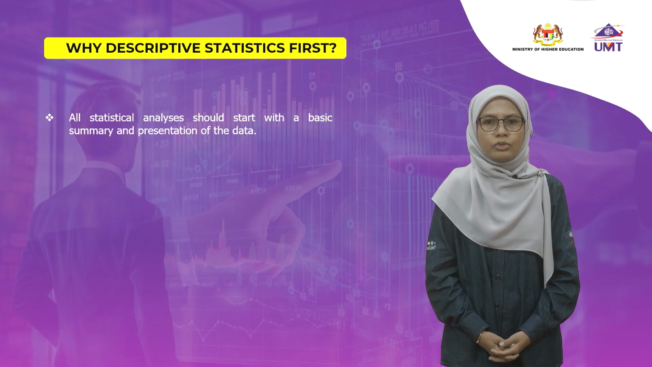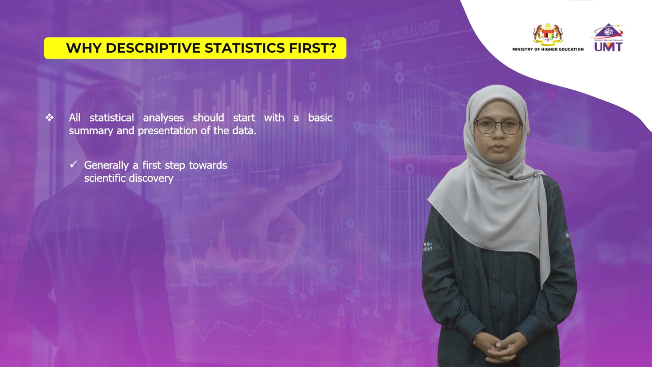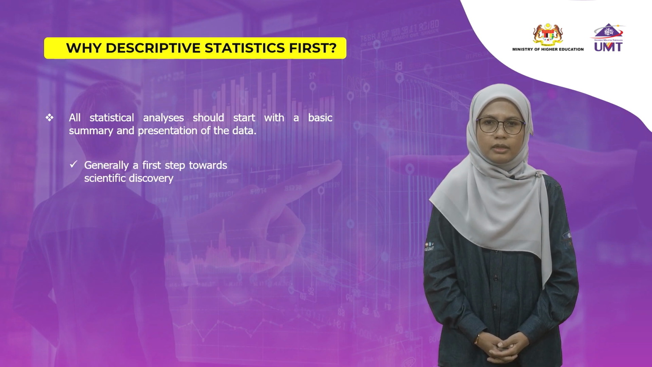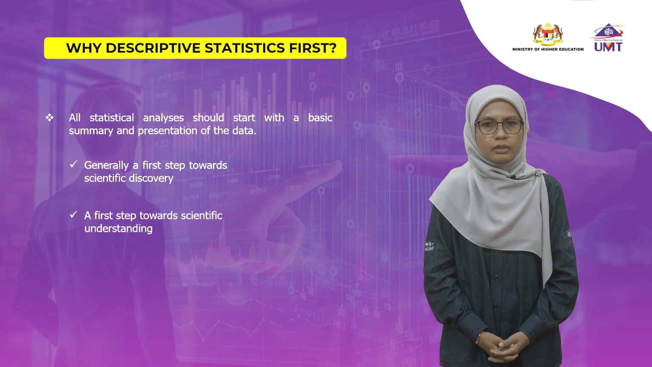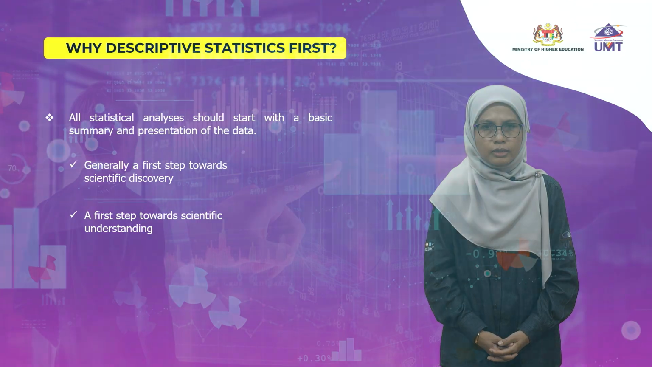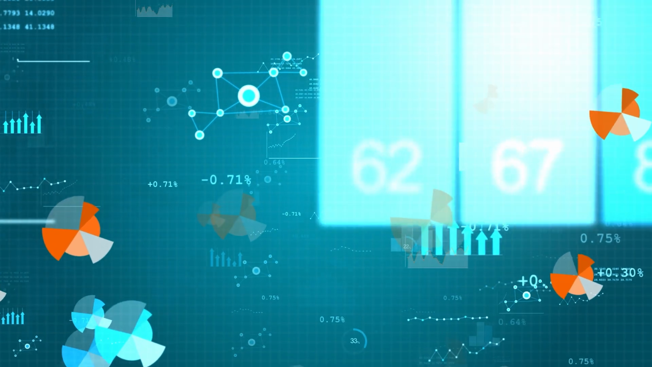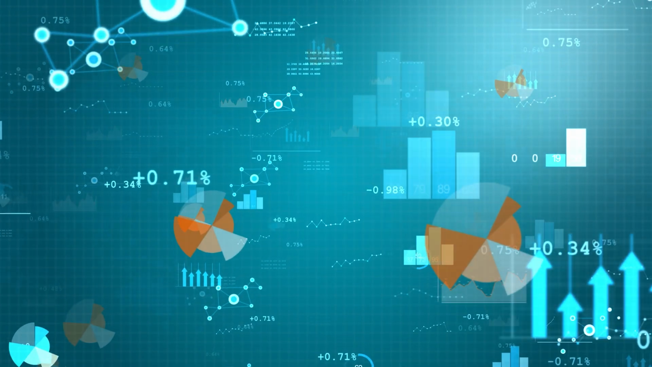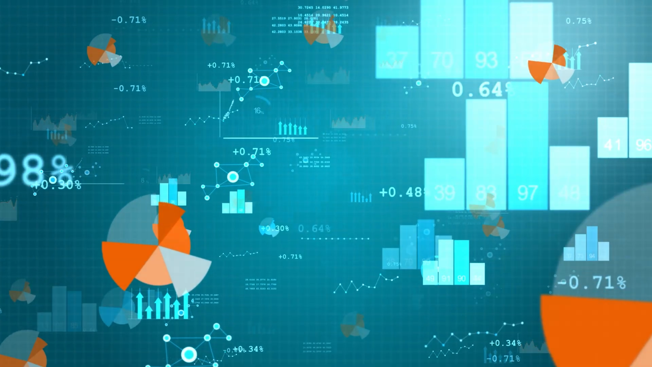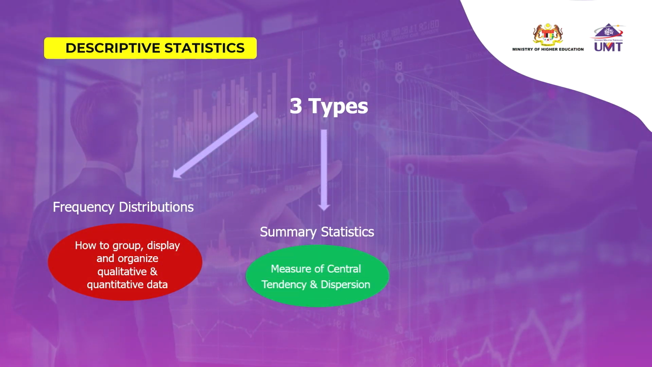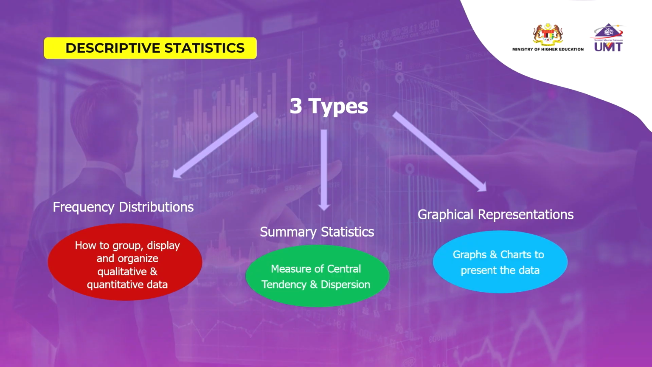Before jumping into models or predictions, we must first understand the structure and characteristics of the data. This is usually the first step in any scientific or research discovery. Descriptive statistics are divided into three main types: frequency distribution, summary statistics, and graphical representations. This helps us organize and visualize both qualitative and quantitative data clearly and concisely.